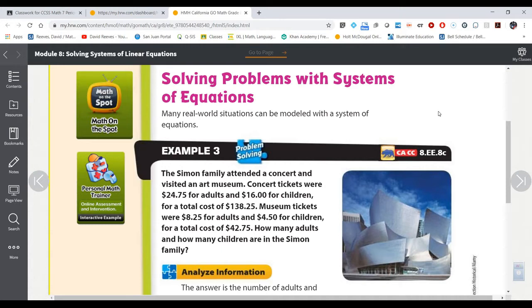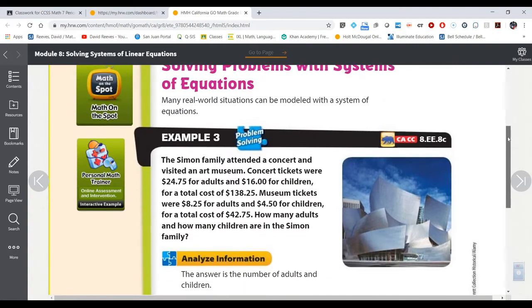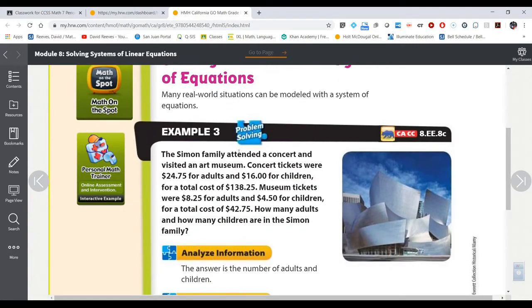And today we're going to be doing some problem solving with systems of linear equations, and we're going to solve those problems using the elimination method. All right, so here we go. I am looking at example 3 on page 256 of your textbook if you're interested in following along.